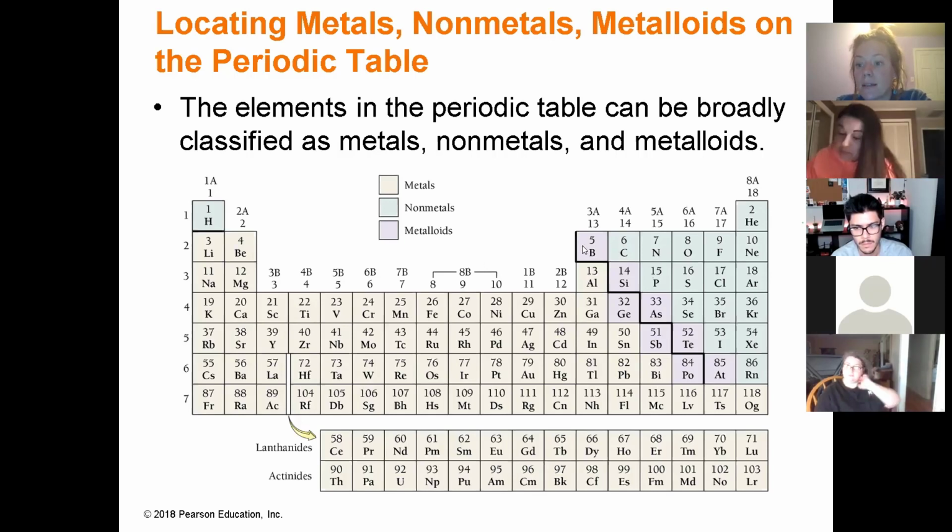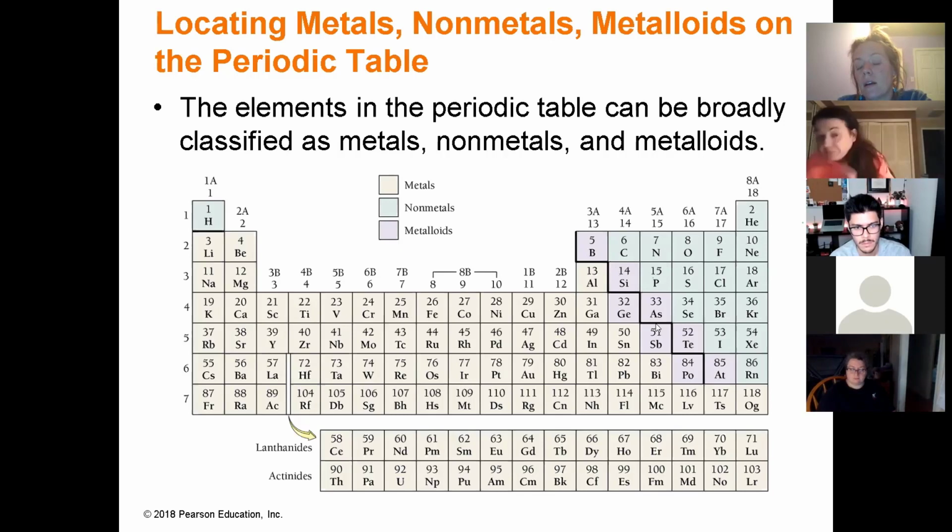Non-metals are going to be things that are to the upper right of the zigzag line. And then we have these things that kind of hug the zigzag line that are known as metalloids. I don't stress so much about metalloids. I really want you to just be able to identify metal from non-metal, right?